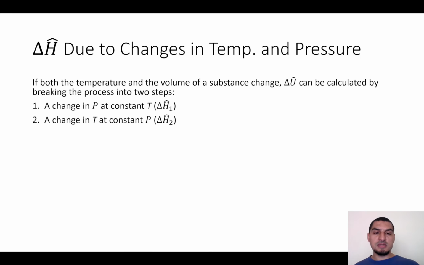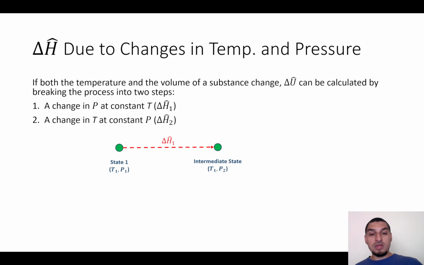So we will break this change in enthalpy into two changes, like a hypothetical path, like we said before. We can do this as delta H1, where we have only change in pressure, and then we have delta H2, where we have change in temperature only. And the total enthalpy change is going to be the summation of delta H1 and delta H2.